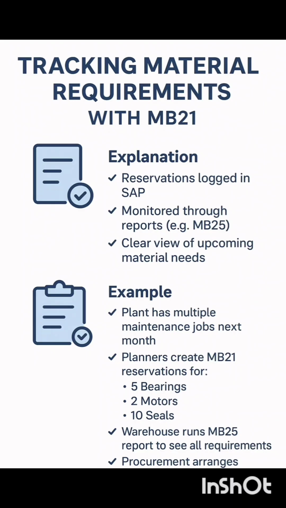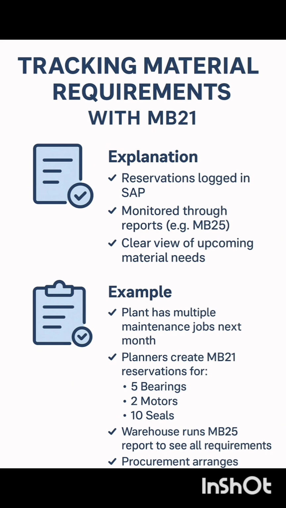MB21 in SAP is not just about reservations, it's about staying ahead of material needs. Every reservation you create is logged in the system and can be tracked through reports like MB25. This gives planners and warehouses a clear view of what's required tomorrow, next week, or even next month. Imagine you have multiple maintenance jobs coming up, bearings, motors, and seals. With MB21 reservations, procurement knows exactly what to arrange before the job begins. Plan smart today and avoid shortages tomorrow.